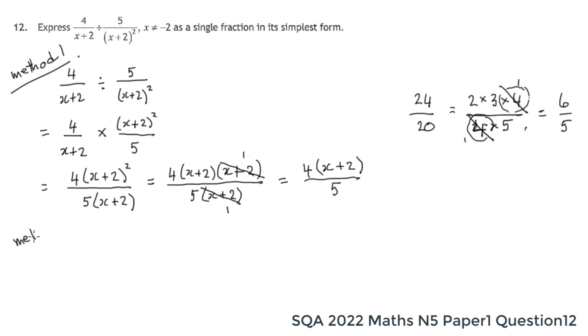Let's have a look at method 2. Slightly unorthodox method, but I think this method has more understanding in it, but nevertheless let's go ahead with it. So we've got a couple of fractions divided. So we have this fraction 4 over x plus 2, and it's being divided by 5 over x plus 2 all squared. So we end up with a double-decker fraction, if you like.